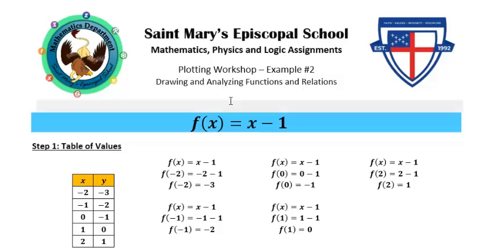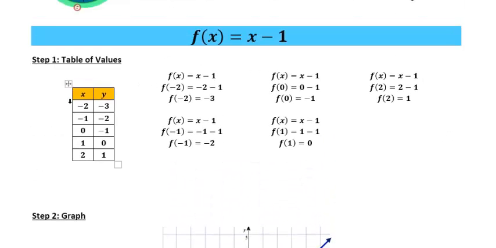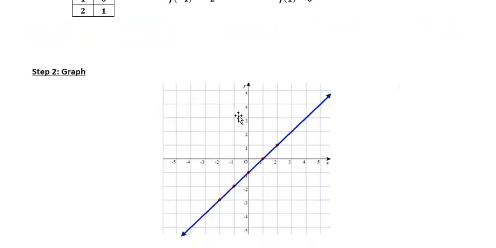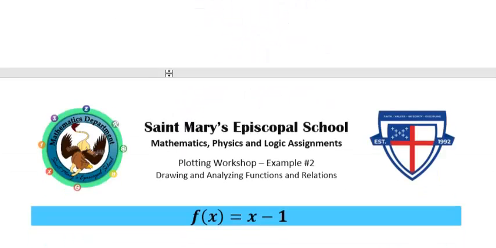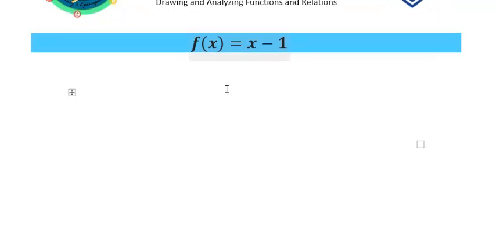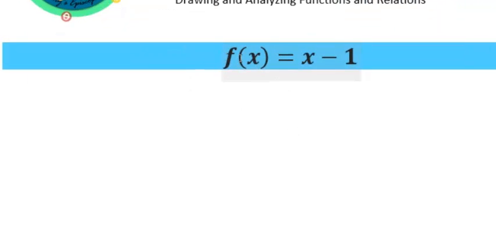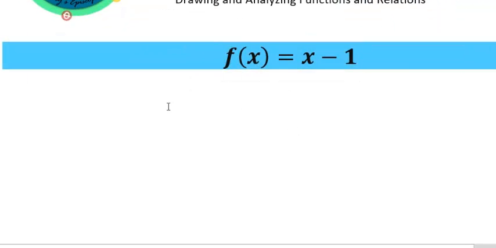Okay, we're working on a function that has, instead of letter y, function notation as f(x). We already did step 1 and step 2, like the table of values and the graph of the function. So now we're going to work on step 3. Remember the formula is f(x) equals x minus 1.